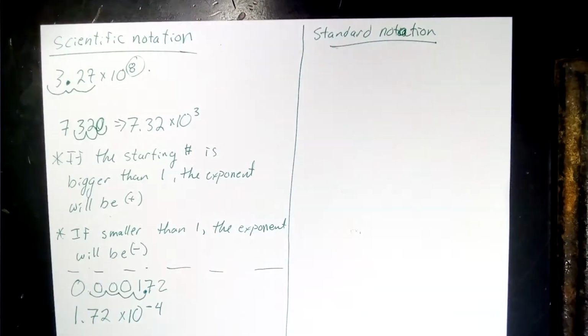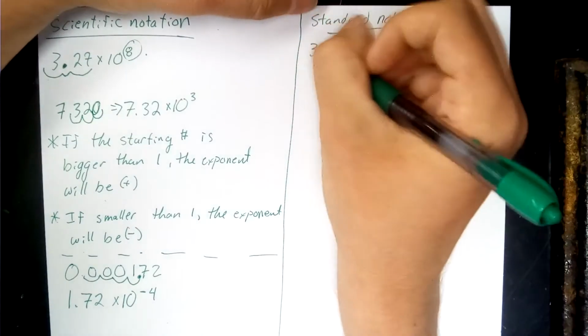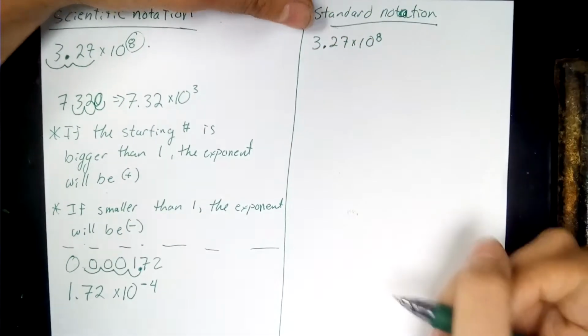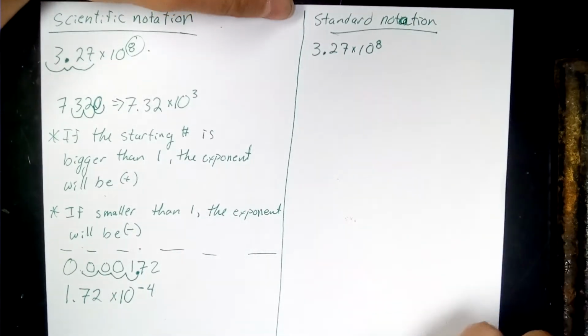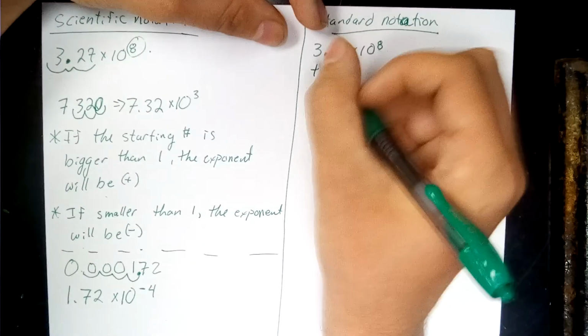So standard notation, that's just a normal number. It's how we normally write numbers. So if I had, we'll take this one for example, the 3.27 times 10 to the 8th. So the first thing that I do when I look at this is see a positive exponent.